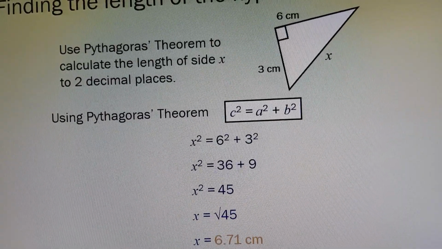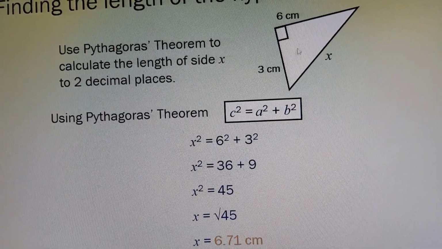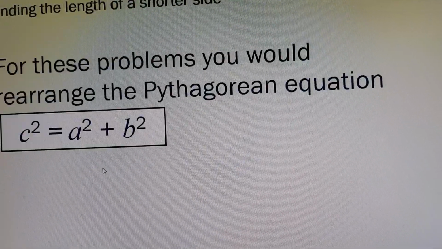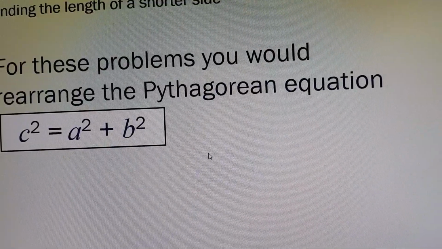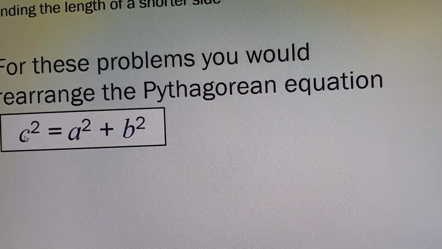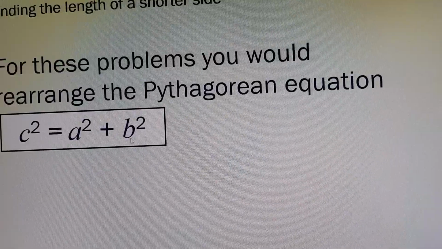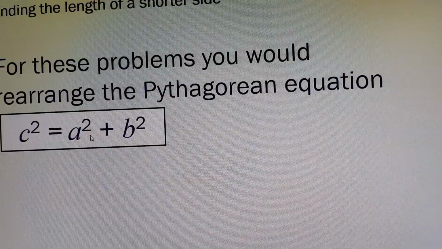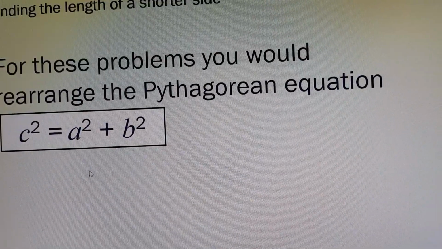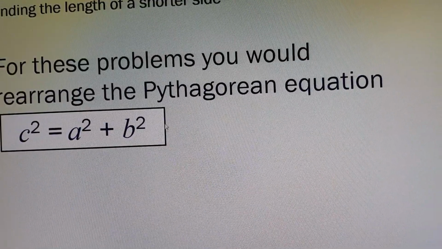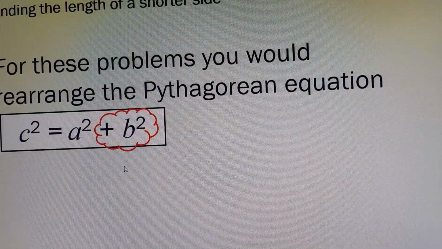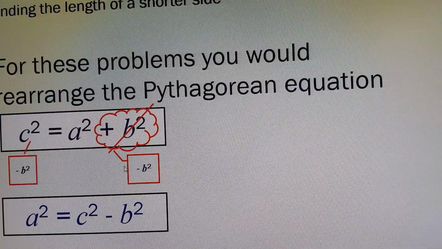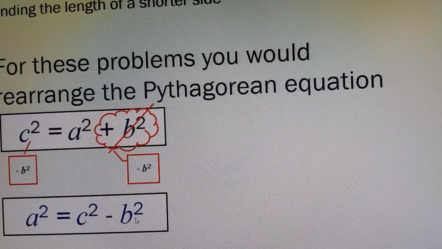I'm going to now look at the other sort of question, when you're looking for a shorter side, one of the two that make up the right angle. In this case, you're going to have to rearrange the problem. So instead of having c squared at the front, you want one of these two. Don't worry about which one. I'm going to change it so that a squared is at the beginning. So what have I got? I'm going to try and get rid of the b squared, so I have to take it away from both sides. And that leaves me with a squared is equal to c squared minus b squared.